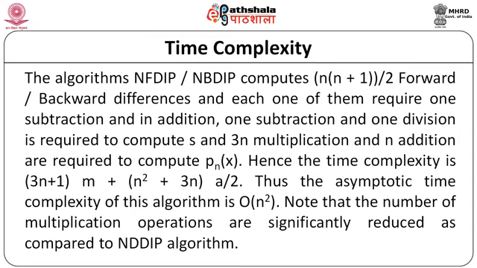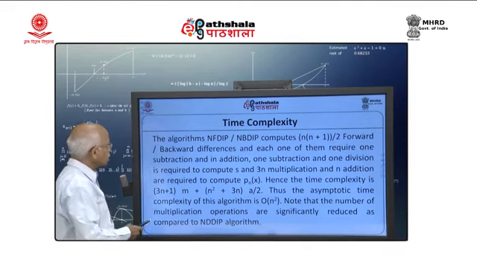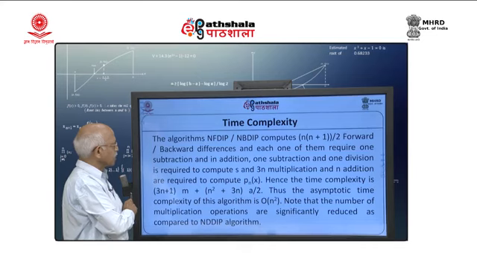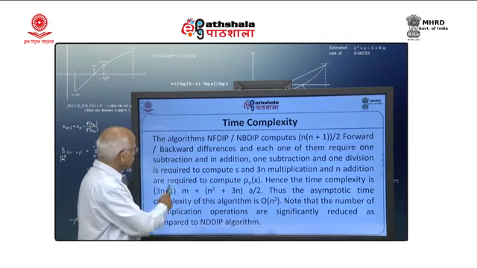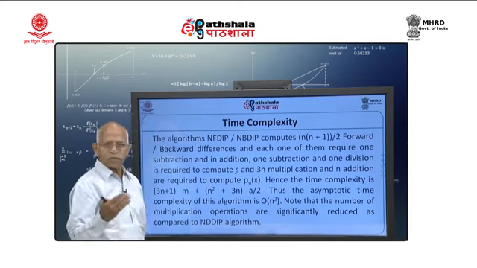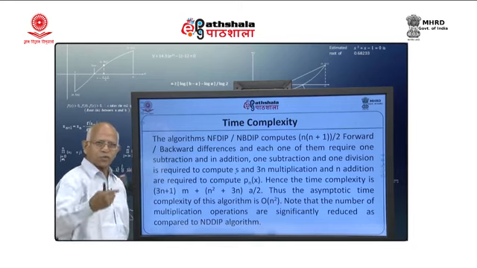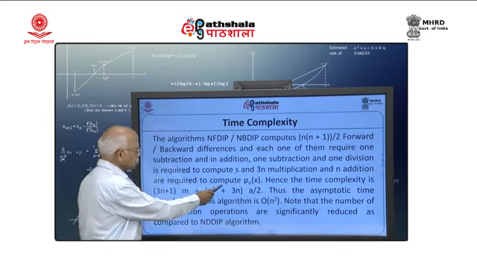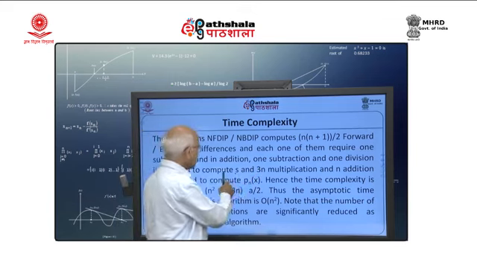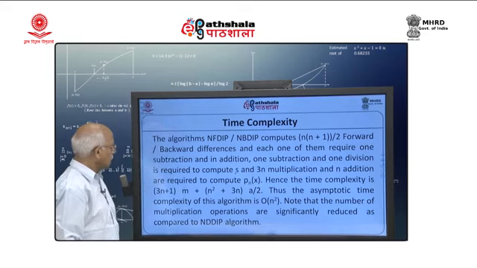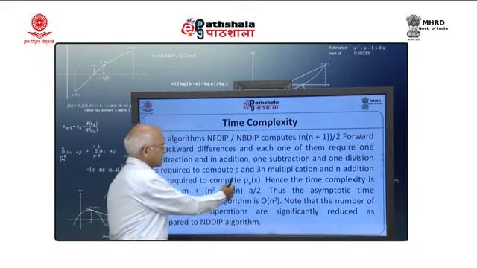You know that time complexity is computed in terms of arithmetic operations, or flops, floating point operations required for computing the algorithm. So, we get here one subtraction operation. In addition, one subtraction and one division are required to compute s, because s is nothing but x minus x n by h. So, one subtraction, one division. These are for s, and then 3n multiplications and n additions are required to compute p n x.